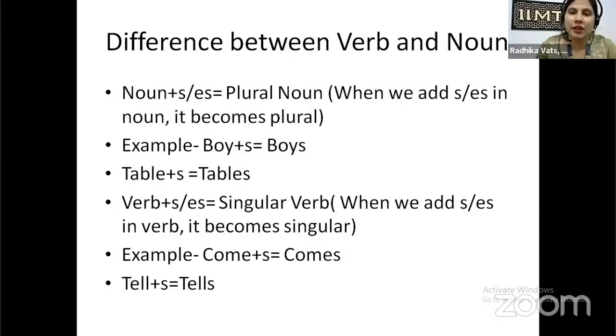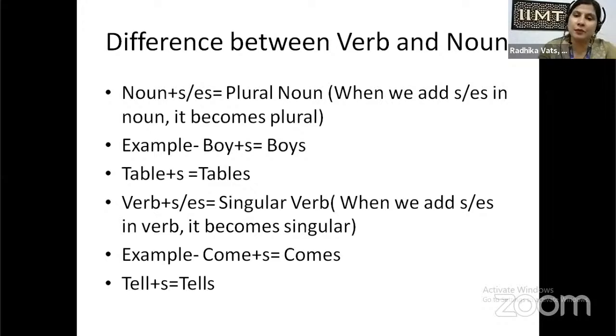But there is a twist. And what is that twist? The twist is that when we talk about the verb, the whole scenario turns around. When we add s and es in a verb, it actually becomes a singular verb, not plural. I'm repeating once more, when we add s and es in a verb, it becomes singular, not plural, right? So the whole scenario is changed. When we add s in a noun, it becomes plural, and when we add s in an action word or verb, it becomes singular. Like you can see the example, come plus s.